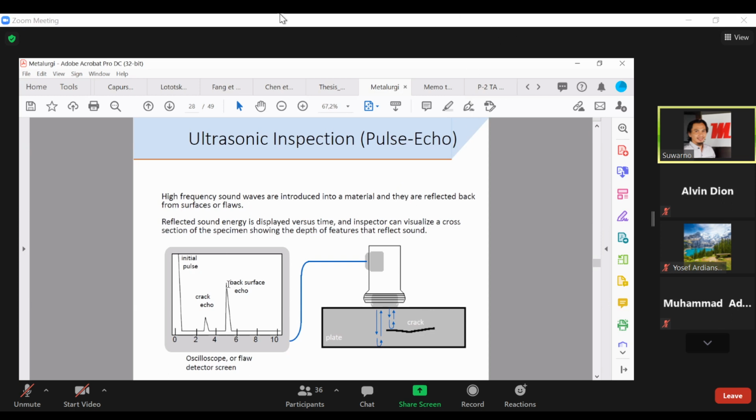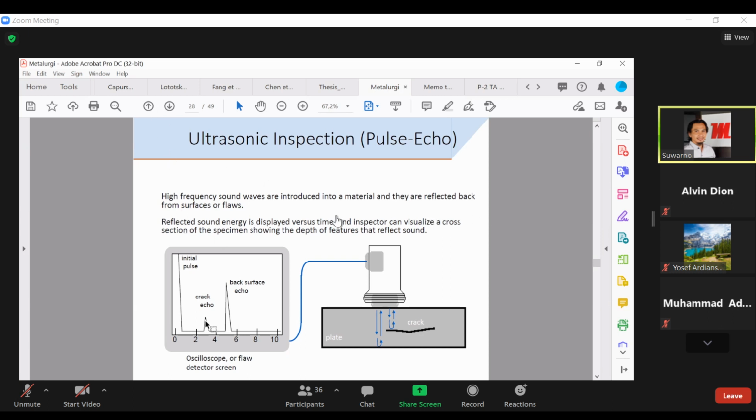But if you find a crack in this sample, you see that it is a shorter distance for the wave to come back. So which means that you will see a peak between this. So this is the crack. So it means that you can quantify the crack, which means you can know how long the crack is, how deep the crack is. So this is the advantage of ultrasonic. Not only knowing whether it is a crack or not, but also quantifying it.